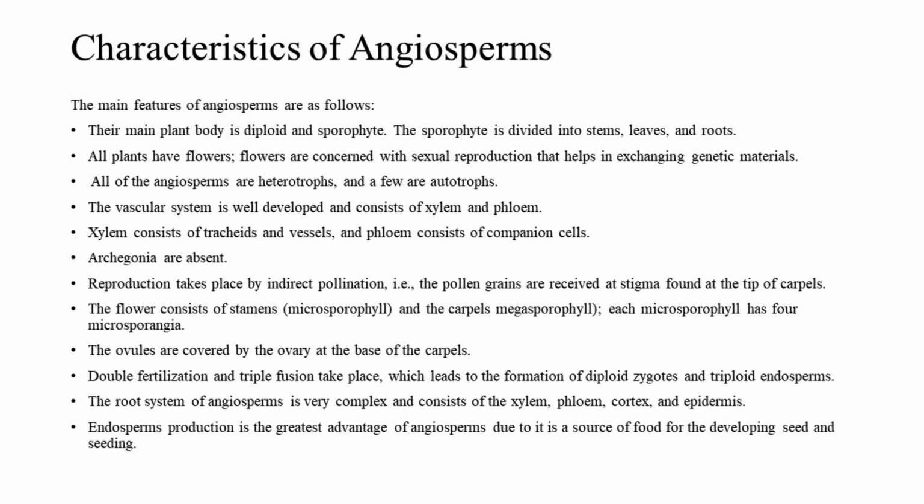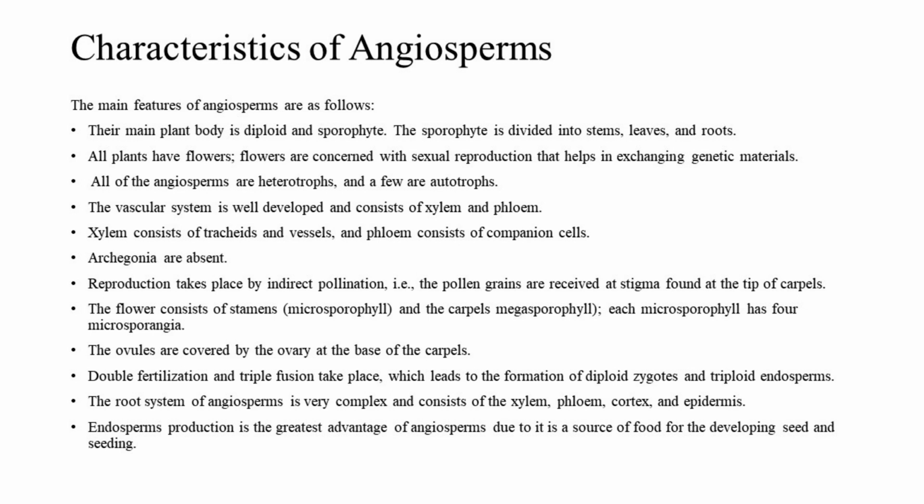Their main plant body is diploid and sporophyte. The sporophyte is divided into stems, leaves, and roots. All plants have flowers. Flowers are concerned with sexual reproduction that helps in exchanging genetic materials. All of the angiosperms are heterotrophs, and a few are autotrophs. The vascular system is well developed and consists of xylem and phloem. Xylem consists of tracheids and vessels, and phloem consists of companion cells.